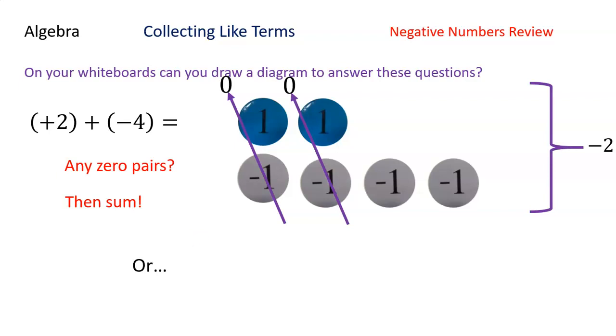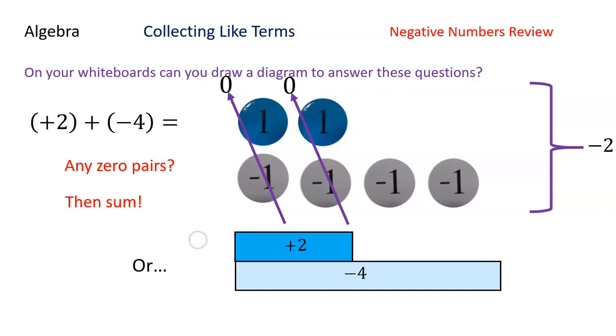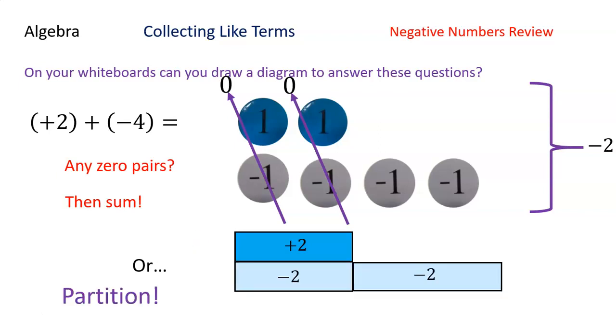If you prefer, you can draw out a bar model with a bar to represent +2 and a bar to represent -4. The bar for -4 is longer than the bar for +2 because its magnitude is bigger. You then need to partition your -4 into a -2 and another -2 and look for your zero pair and sum to find a total of -2.